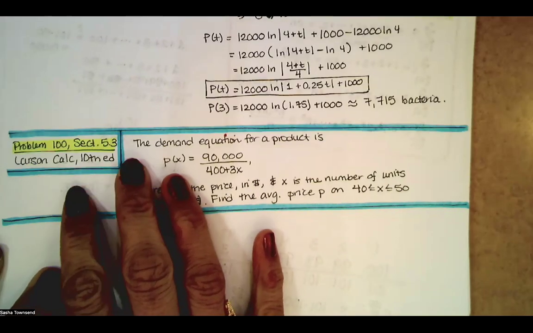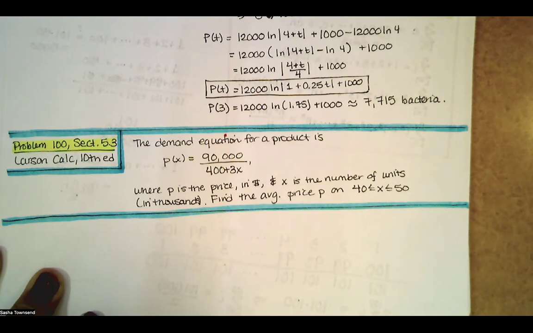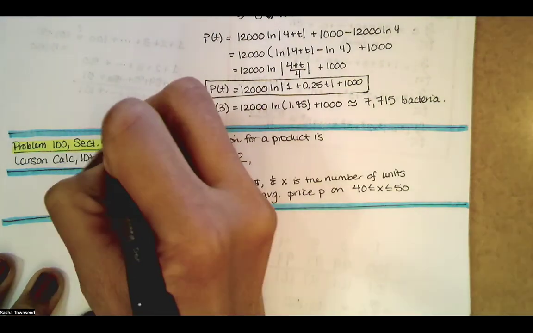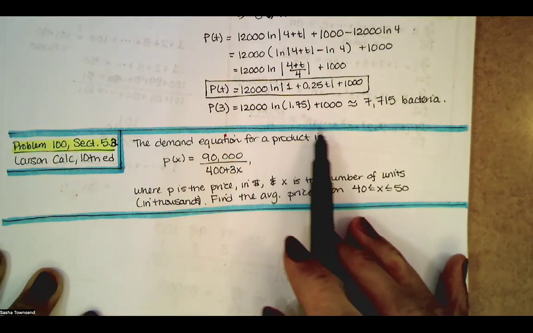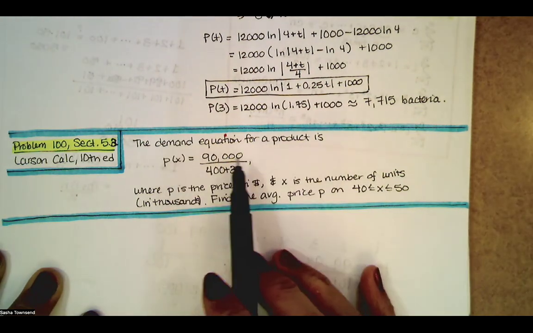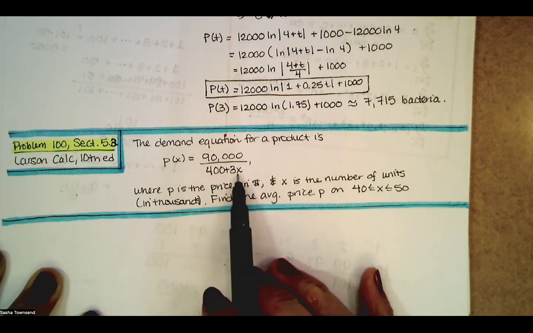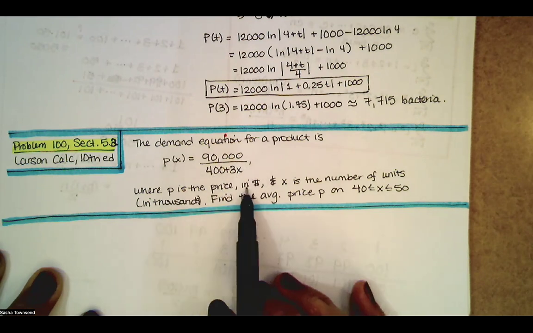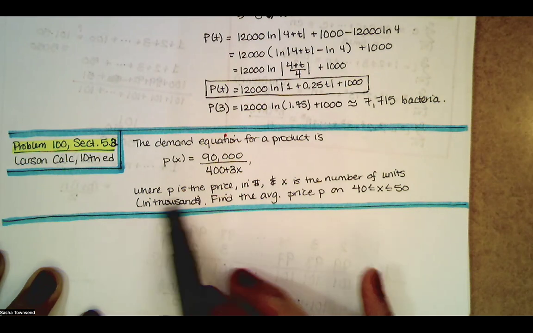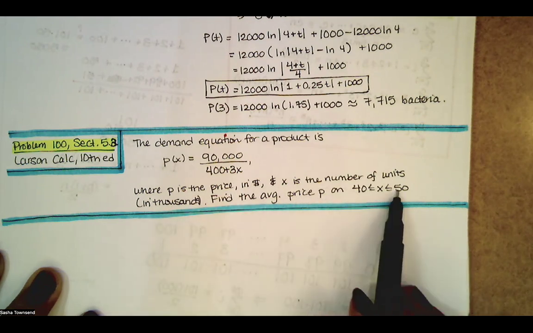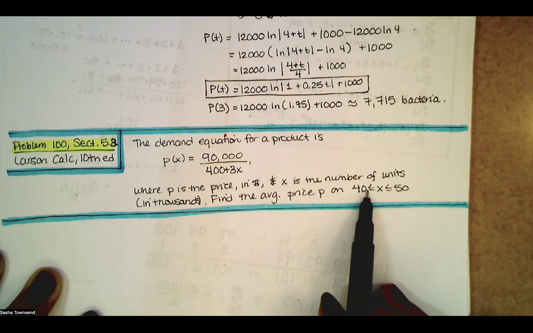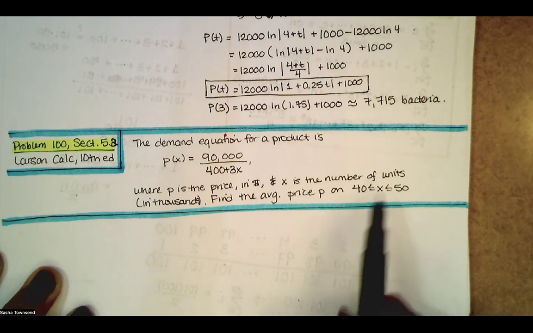In this video, we solve problem 100 from section 5.2, not 5.3, from the Larson Calculus textbook 10th edition. We're told that the demand equation for a product is P of X equals 90,000 divided by 400 plus 3X, where P is the price in dollars and X is the number of units in thousands. We're asked to find the average price on the interval from X equals 40 to X equals 50.